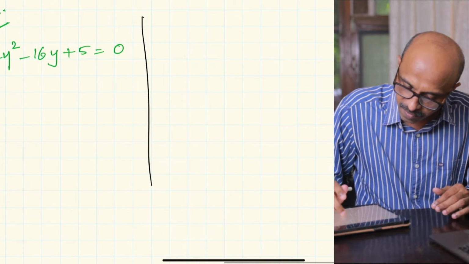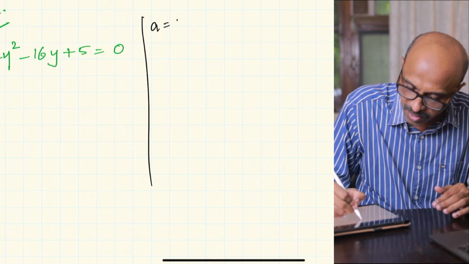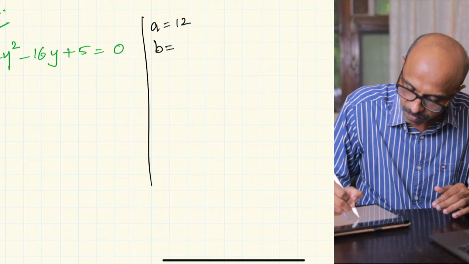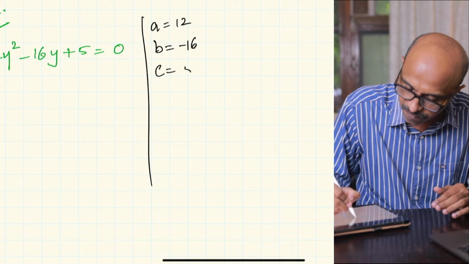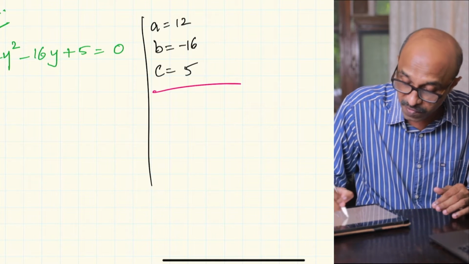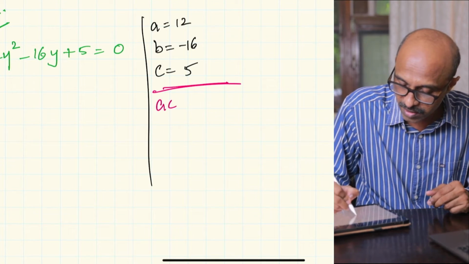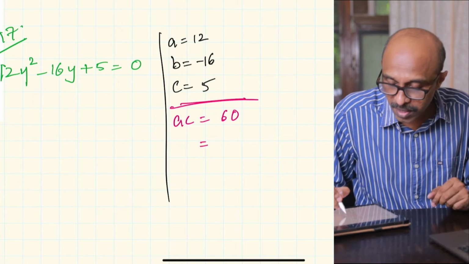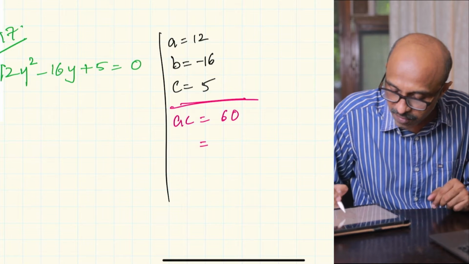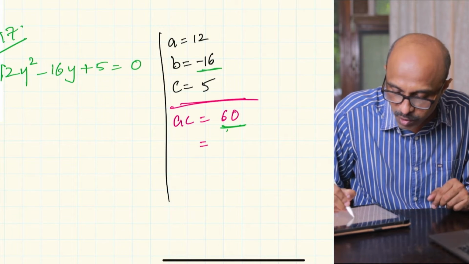right hand side. The first thing I always like to do is identify my A, B, and C. A is 12, B is negative 16, and C is 5. And then we first find the product AC. AC is 12 times 5, which is 60. And then we look for the factors of 60 that add up to negative 16.